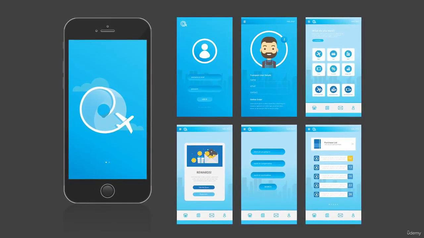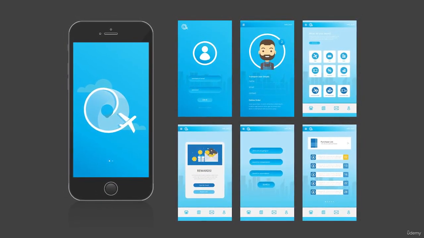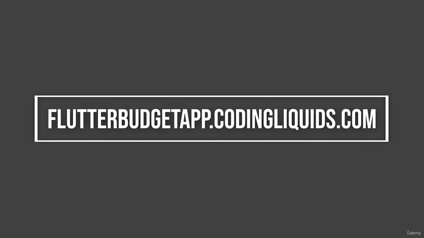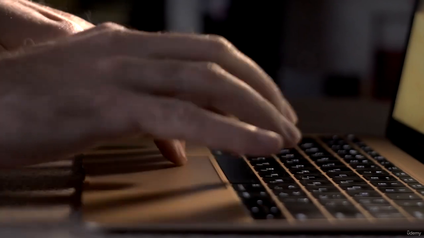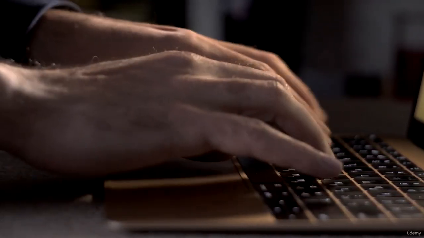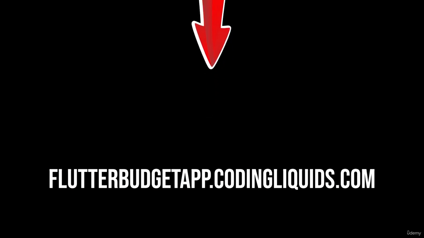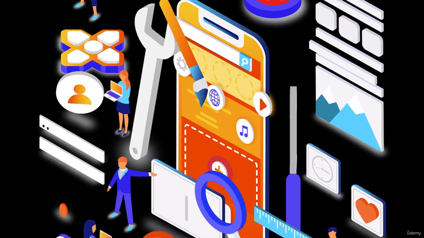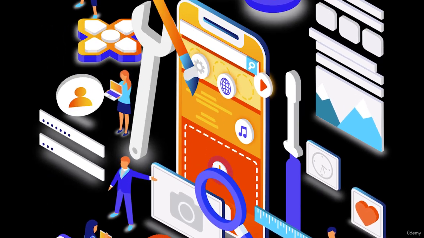If you need help visualizing the design of the app, you can check out the design at flutterbudgetapp.codingliquids.com. Additionally, if you get lost while working through the code, you can refer to the final budget app in the link provided before to understand the overall design and what we are trying to achieve.